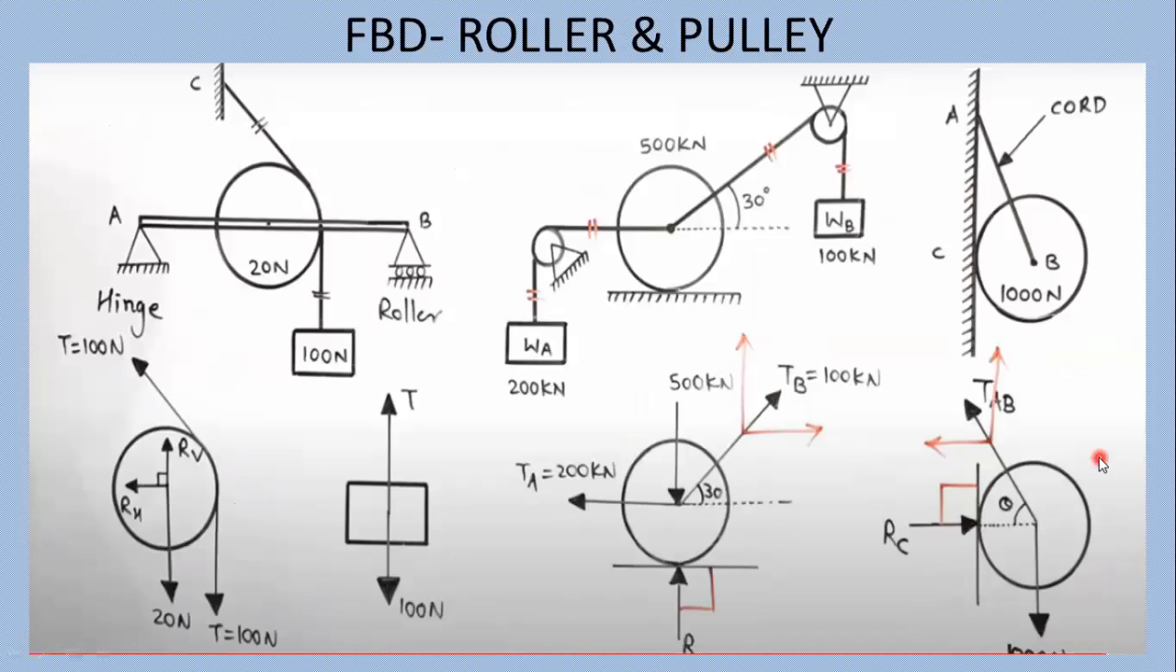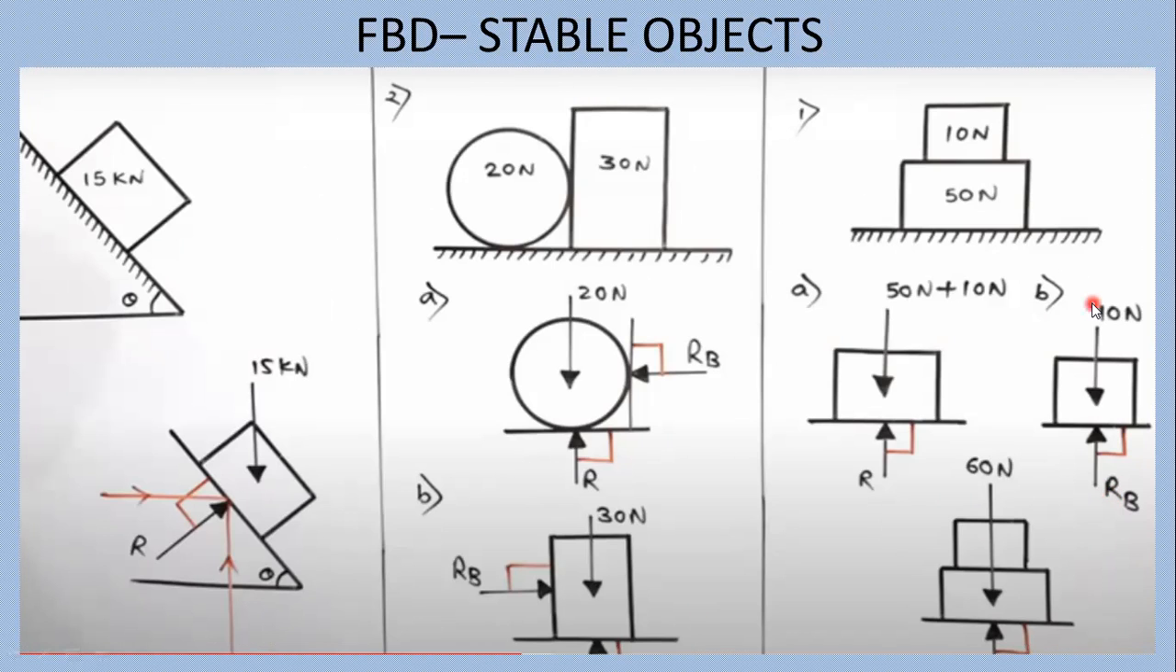So for the 10 Newton body, the action is downward, and therefore the 10 Newton reaction RB is acting in the upward direction. And if we consider the combined FBD, then 60 Newton is the addition of 50 plus 10, that is 60 Newton acting downward, and reaction R is acting in the upward direction. So in this manner, we have explained all these three free body diagrams.